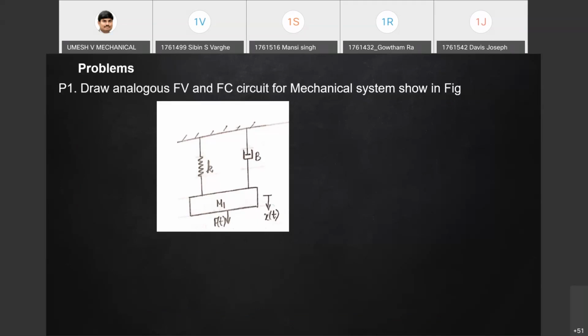I hope everyone has noted it. Can you write the differential equation for the mechanical system? It is very simple. I hope you have already written it also. Can you tell me what the differential equation is?